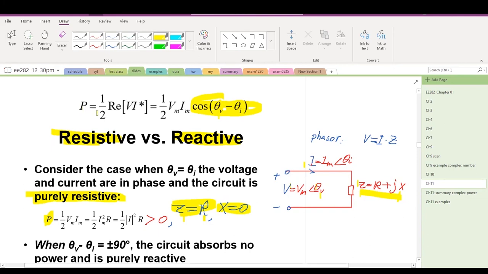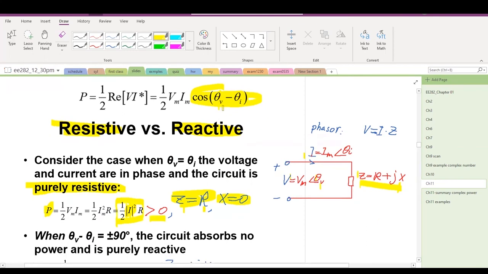In this case, the average power equals half Vm Im because cosine 0 equals 1. Vm in this case equals Im multiplied by R. So this equals half |I| squared multiplied by R. And this notation is the magnitude of I, which is a phasor. That's a complex number. This notation here is the magnitude of the complex number I. We can see this quantity is always greater than 0.